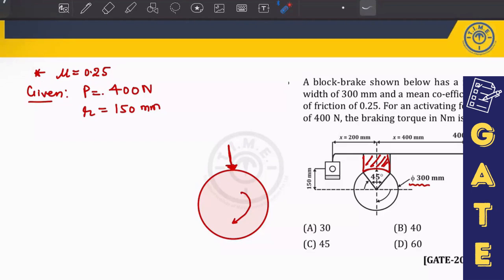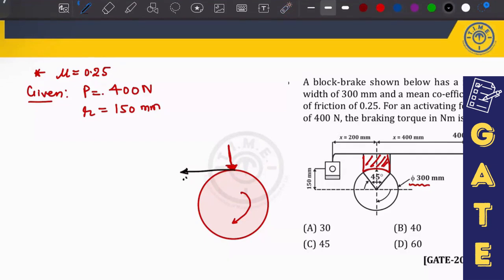So I'm talking about only the drum. In which direction will the friction force act on this drum? Because once you are able to identify the direction of the friction force on the drum, the same will be on the shoe in the opposite direction. Very good. On the left side only, because this point has a tendency to move forward, so definitely the friction force will act in the backward direction, which is nothing but this one.